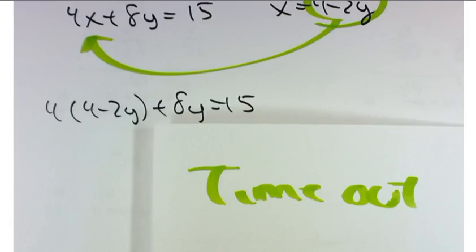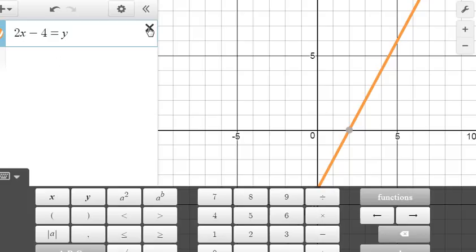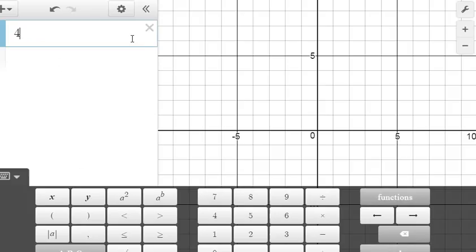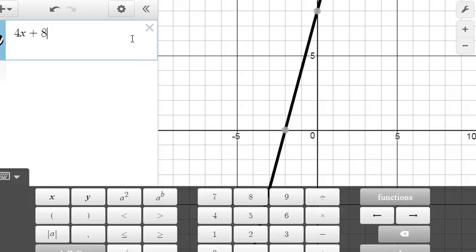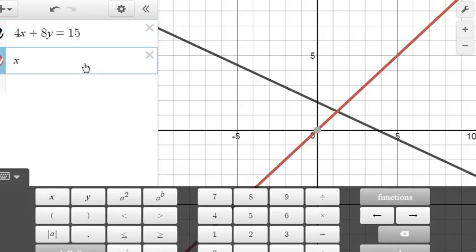Well, that's why you want to think about the geometry of what's going on with these types of problems. It doesn't mean you're divorced from any other branch of math. 4x plus 8y equals 15, and x equals 2 times 2 minus y.